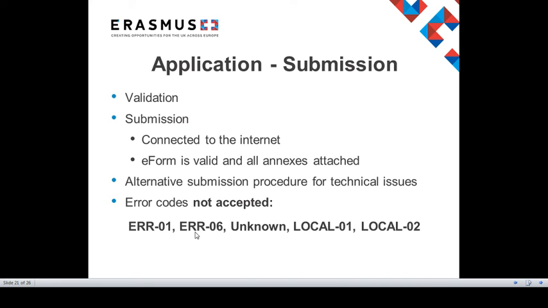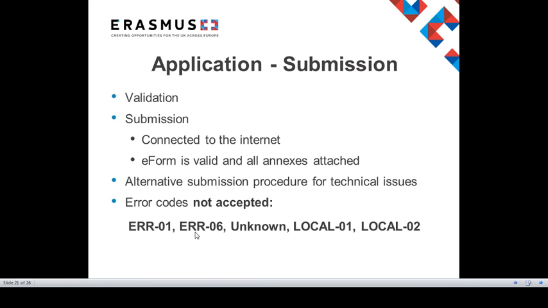Now we move on to the final stage, the submission of your application form. Firstly, you must ensure that all sections of the application form have been validated, and you will need to be connected to the internet in order to submit your completed application. You must also ensure that all sections of the form are valid and all annexes are attached before submitting the form. If there are any technical issues preventing the form from being submitted, it will say error under status.